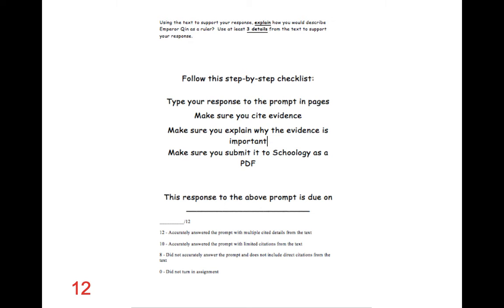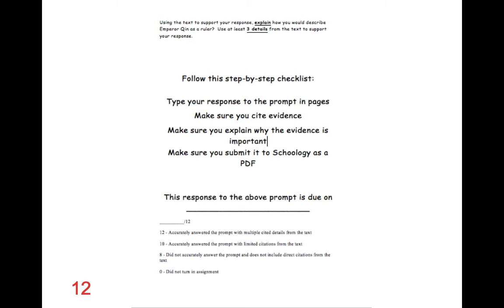The back of the page should be page 12. So then it says, using the text to support your response, explain how you would describe Emperor Qin as a ruler. Use at least 3 details from the text to support your response. So the reason why I have you do the front is because then all you have to do is type up what you have on the front in paragraph format, and then you have your text-dependent analysis completed.